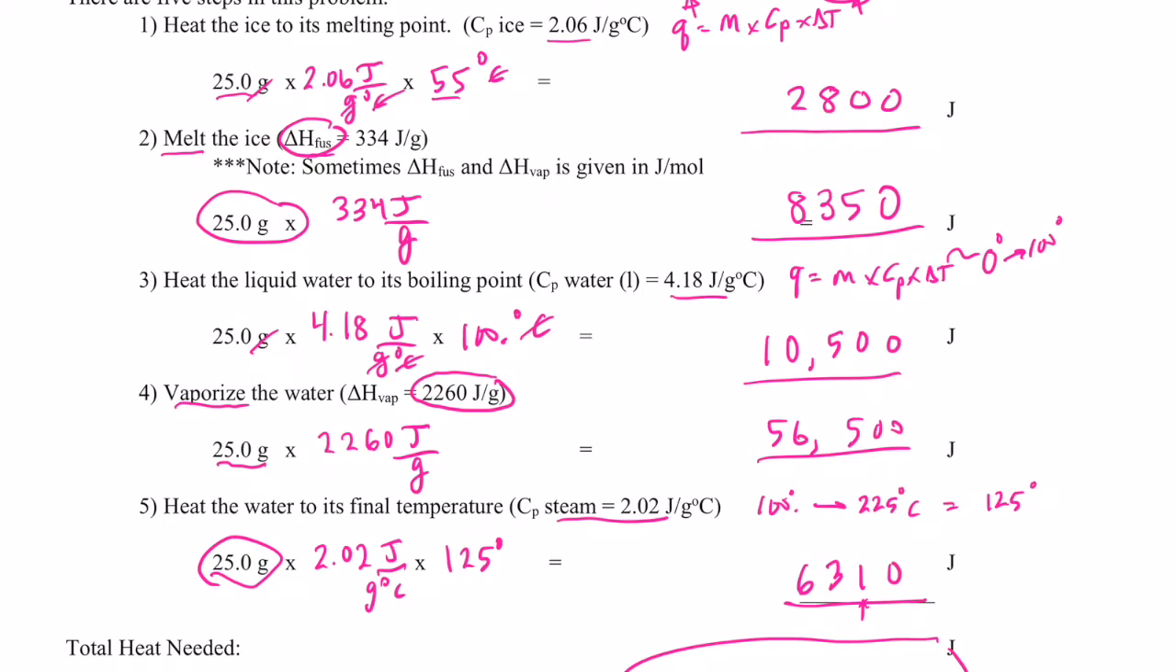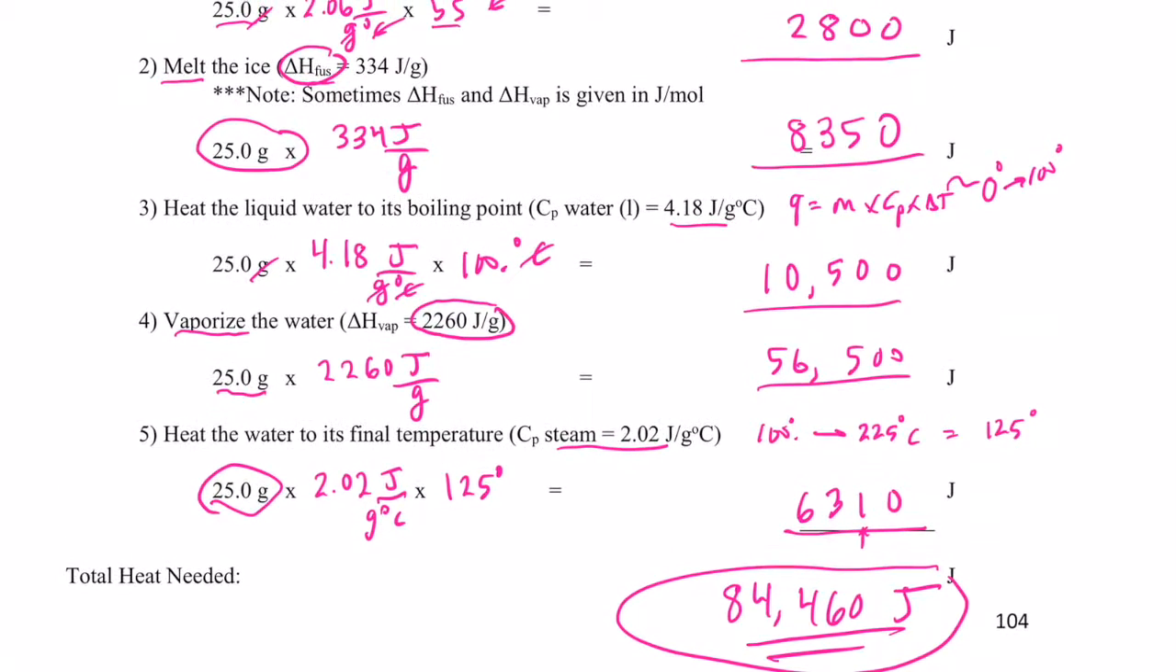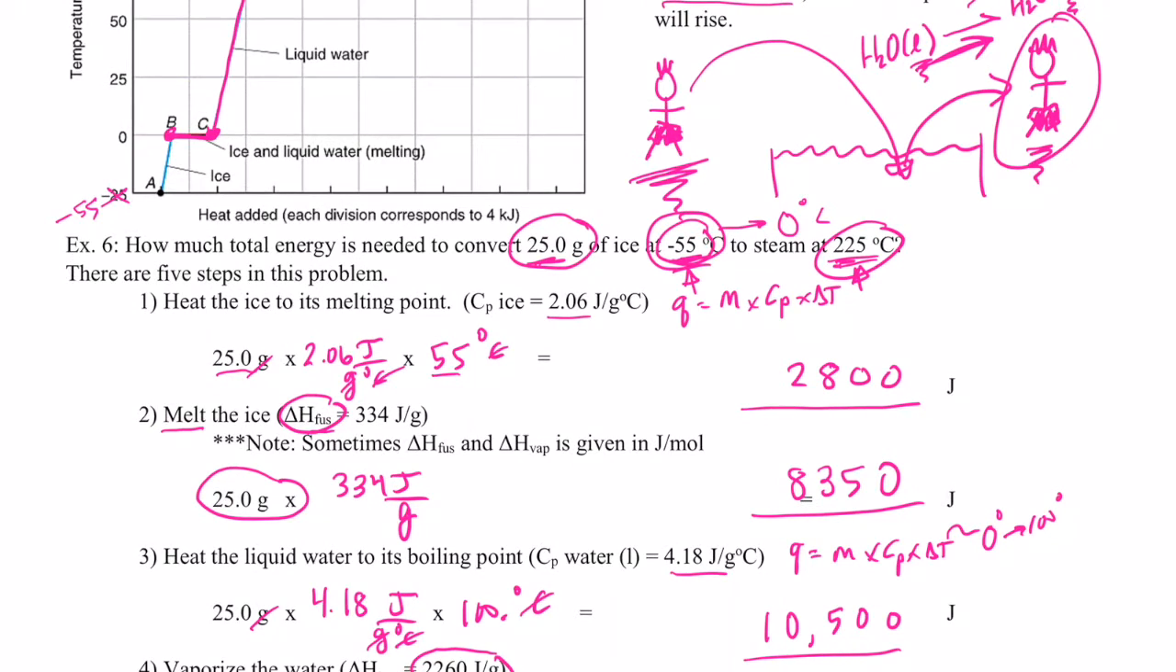plus 10,500 plus 56,500 plus 6,310. And that gives me a total of 84,460 joules would be required for that change, which of course would be 84.46 kilojoules of energy would be required to take my 25 grams of ice from negative 55 to 225 Celsius.